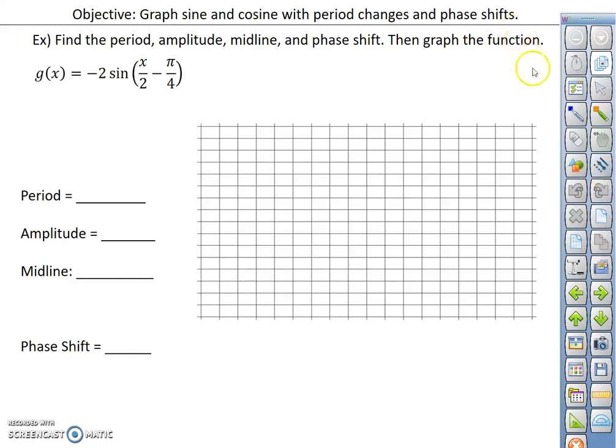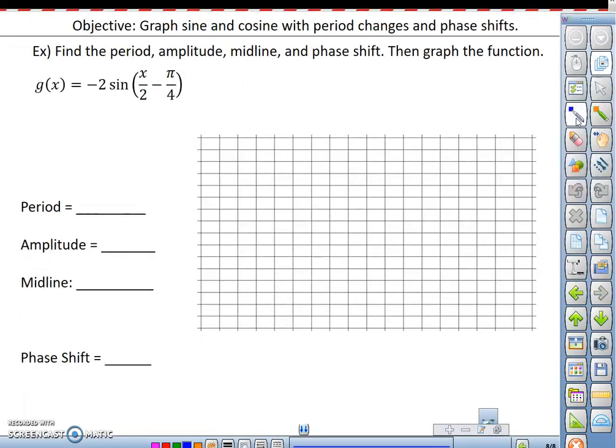All right, in this third and last video for graphing sine and cosine with period changes and phase shifts, we're going to look at a couple of examples in which we find there will be both a change in the period and a phase shift. So first we're going to start off with graphing this function g of x equals -2 times the sine of x halves minus pi fourths radians.